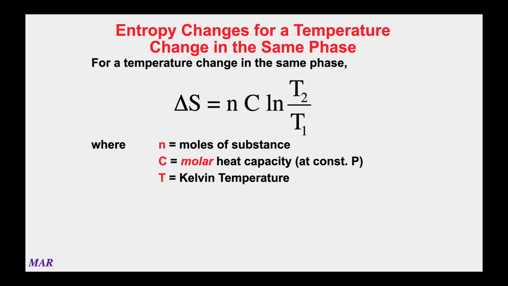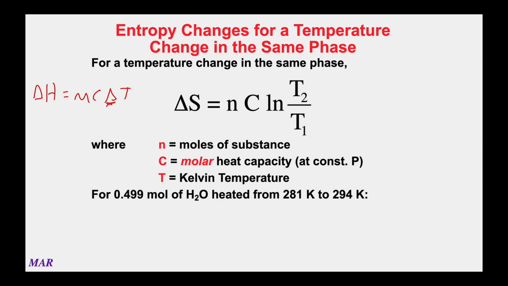Now again, this is equivalent in enthalpy. In enthalpy, delta H, or Q, was MC delta T. This is the equivalent expression for entropy. So if you had a temperature change and you needed to figure out the entropy of it, you'd use nC natural log T2 over T1. Here's just an example. If you want to go through this on your own, you can, or you can just take my word for it.